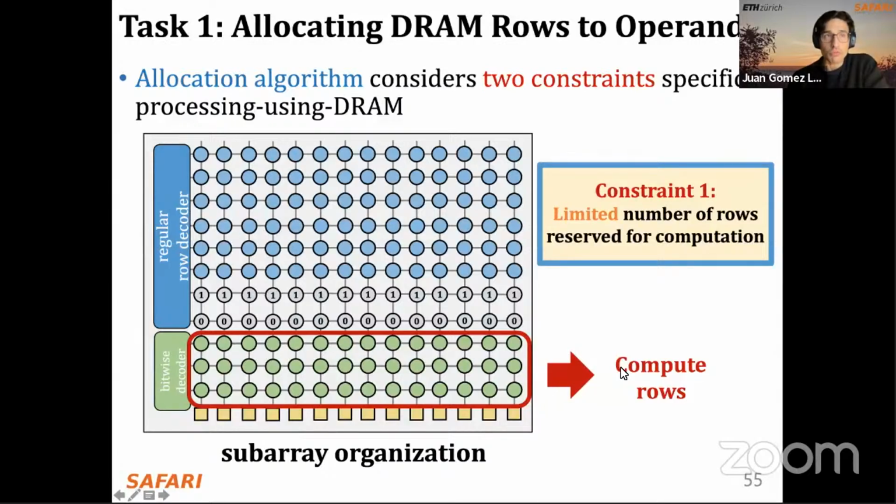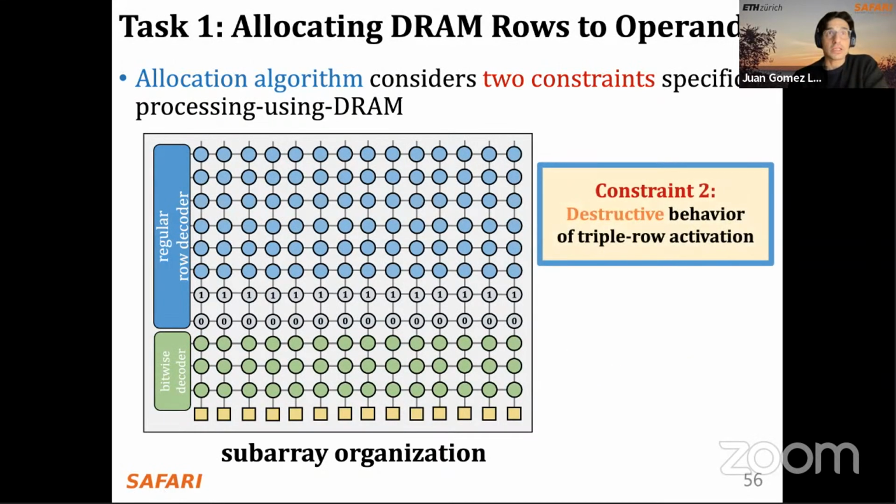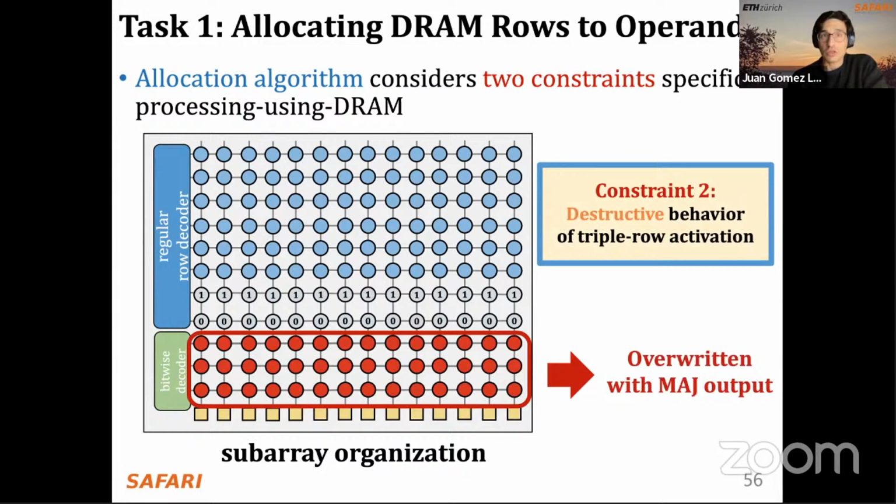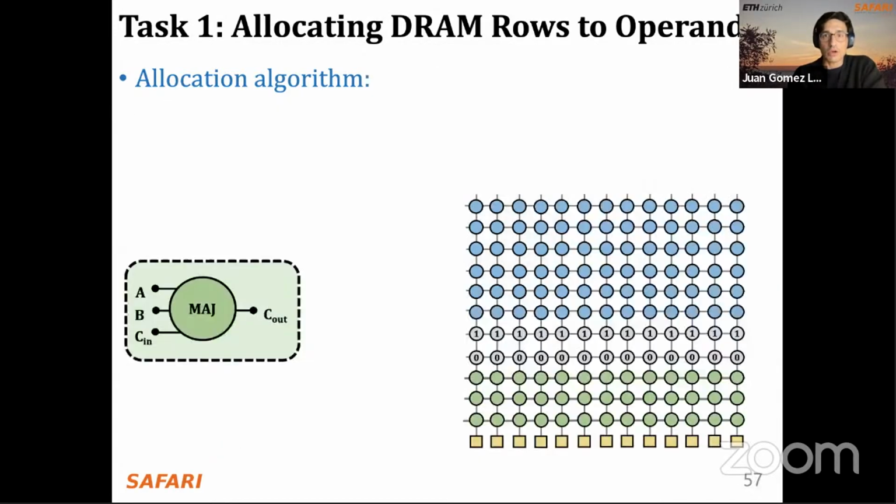So the number of compute rows is limited. The second constraint is that we are using majority operation, and this majority operation is based on the triple row activation. And as you may remember, when I explained the triple row activation, when we activate 3 rows, the 3 rows end up having the same value. That is the result of the majority operation, right? So we have to take these two constraints into account when we allocate the operands to rows.